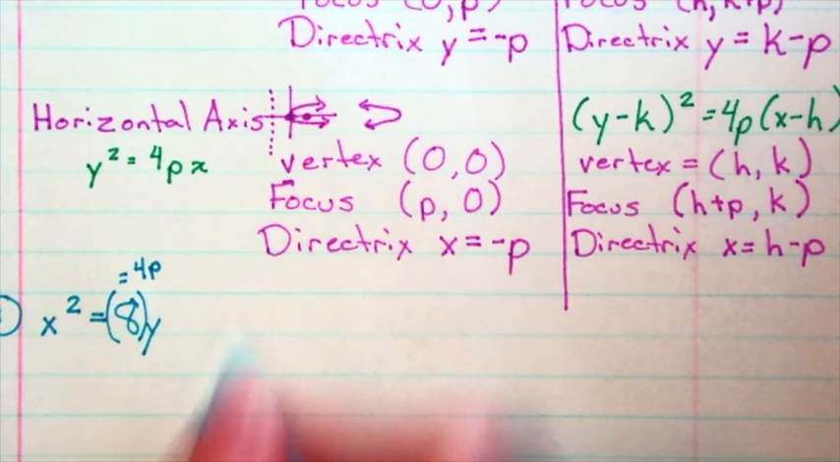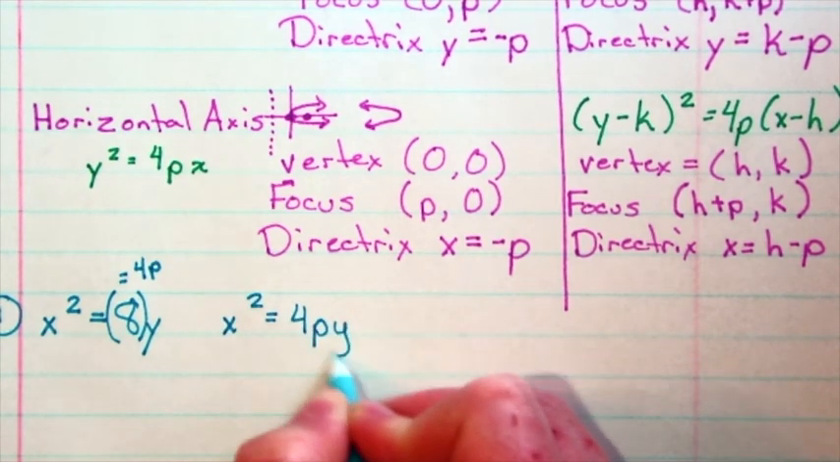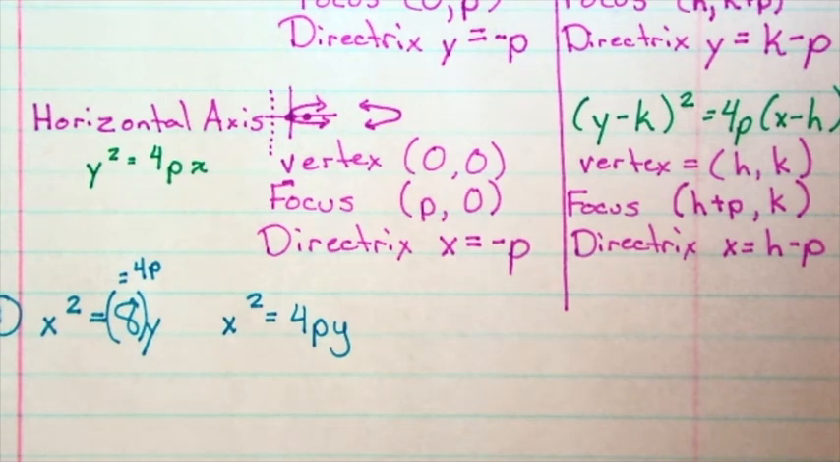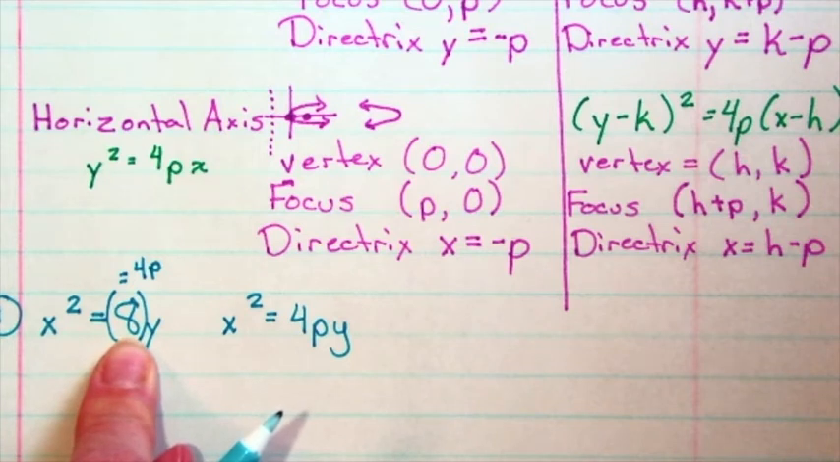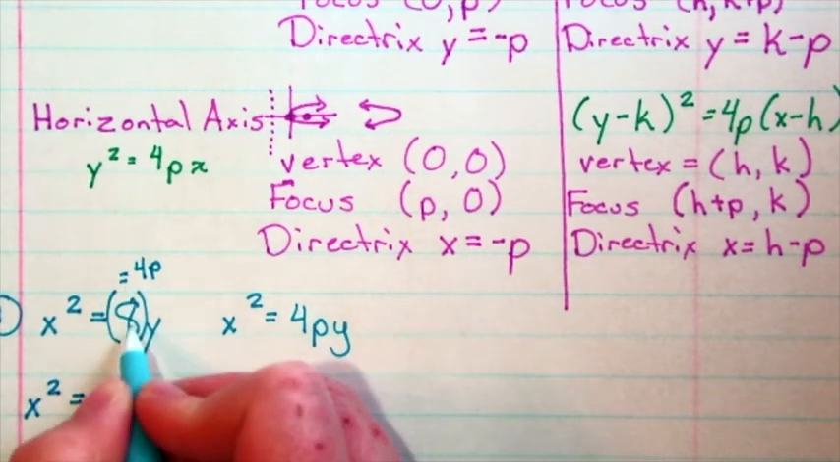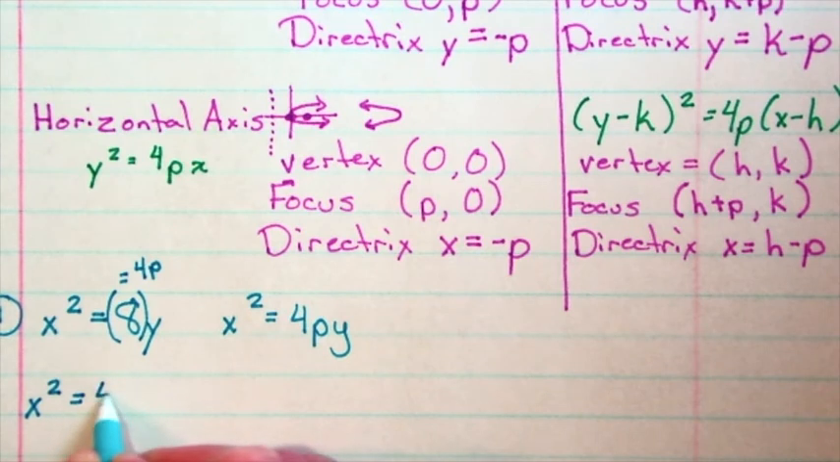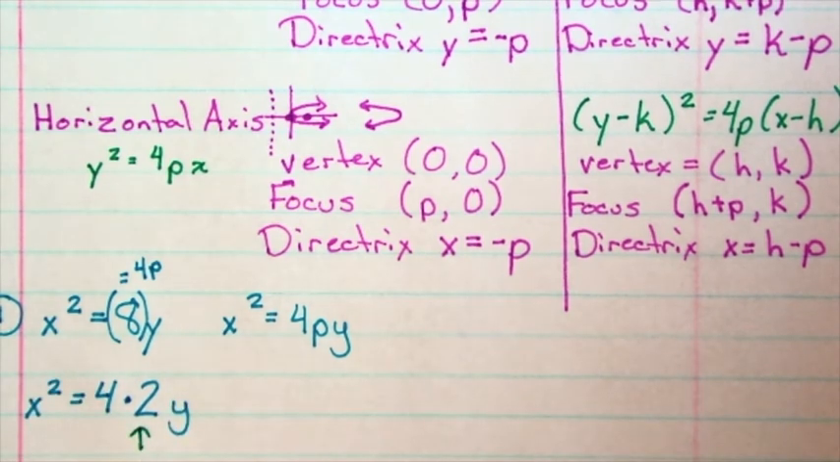But we need to fix this equation so that it looks like that. So basically what we need to do is divide this term by 4 to find out what the p is. Because we want to basically factor out a 4 regardless of what the problem is. So in this case, we've got x squared equals, if we divide 8 by 4, we get 2. So 4 times 2 times y. This is the p-value.